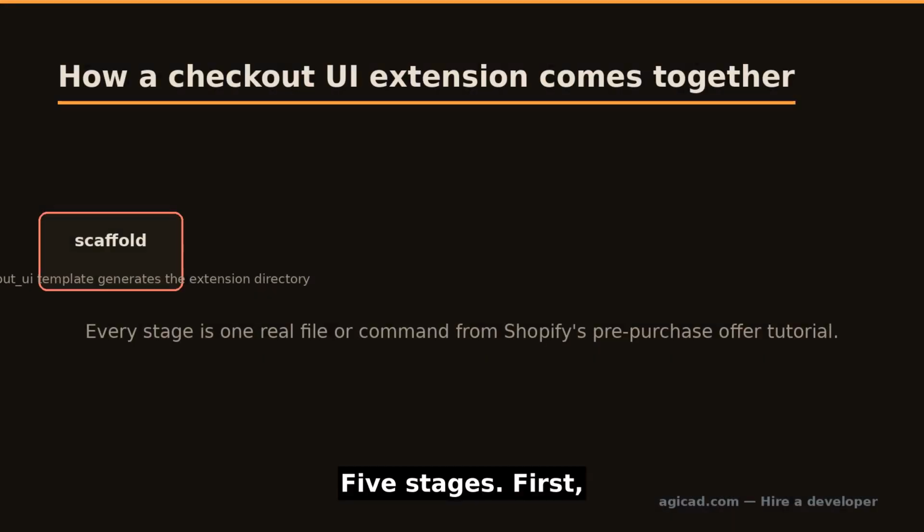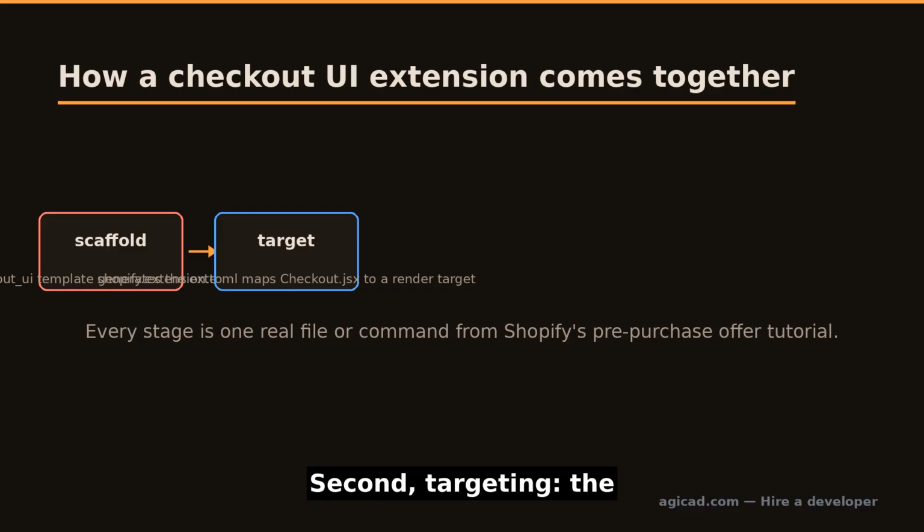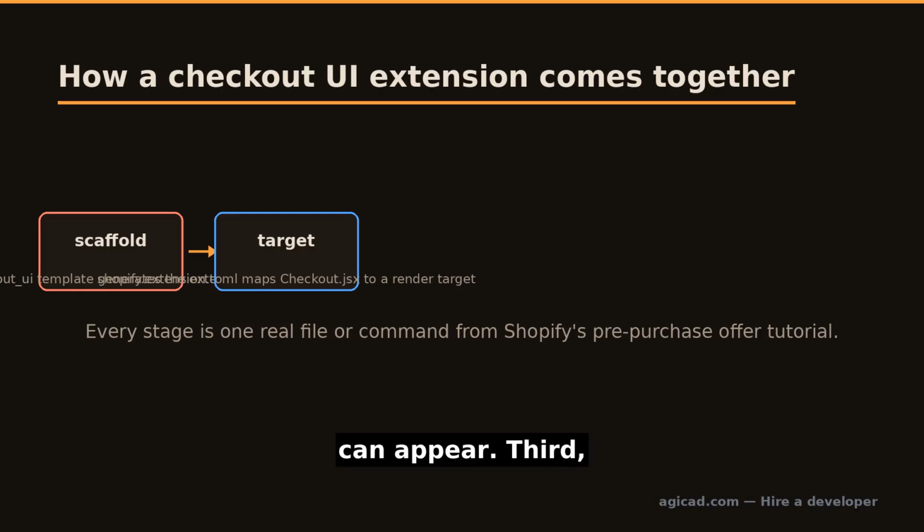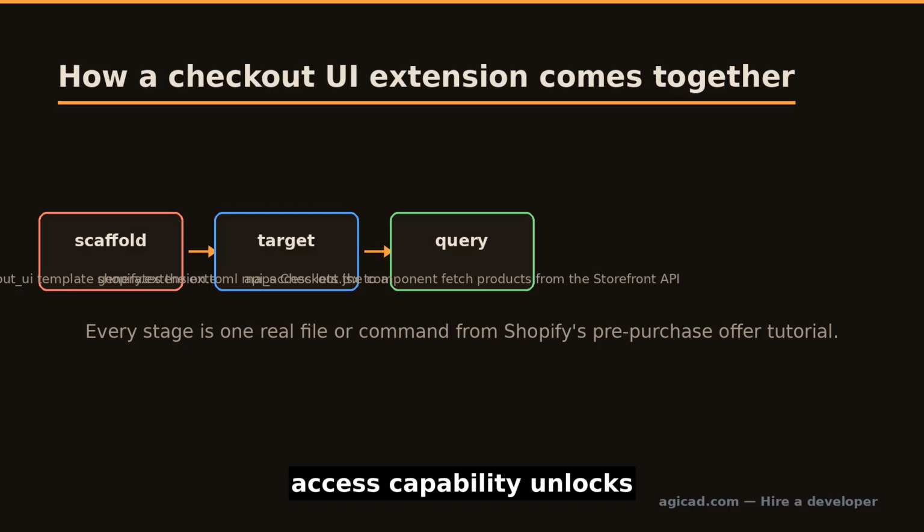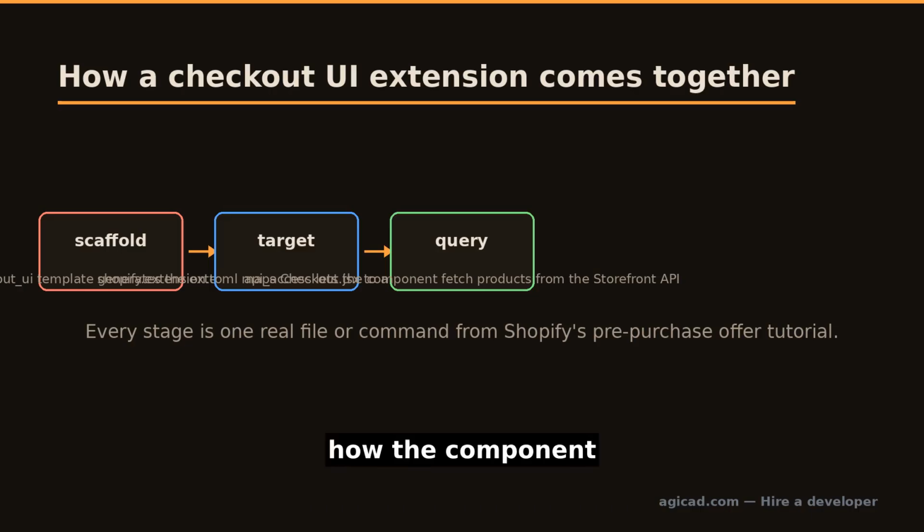Five stages. First, scaffold: one CLI command with the Checkout UI template generates the whole extension directory. Second, targeting: the TOML file maps your component file to a render target, deciding where in Checkout it can appear. Third, querying: the API access capability unlocks direct Storefront API calls, which is how the component finds products to offer.